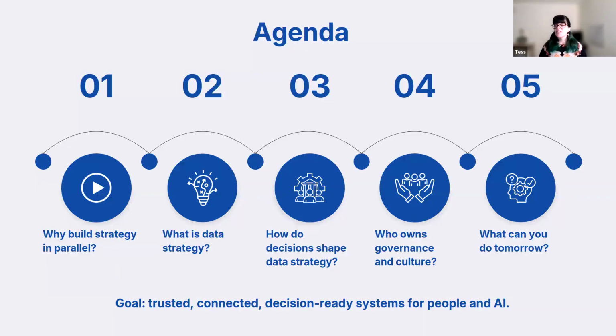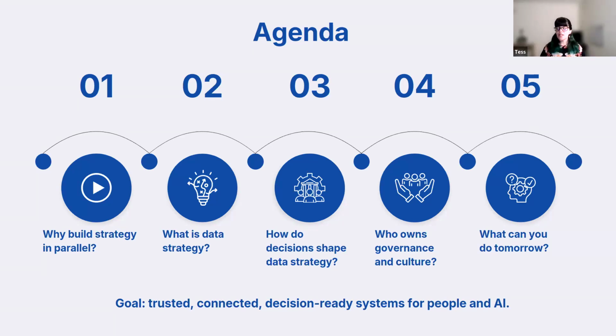So the webinar is in 5 parts today. We have why build a data strategy in parallel, which we've talked a little bit about already. What is a data strategy? How do decisions shape data strategy? Who owns governance and culture? And this is one of my favorite topics to talk about because I think without culture, we cannot implement any of our strategies. So it becomes vitally important. And then we'll end the webinar talking about what can you do today, tomorrow, in the future to start implementing any of these ideas that you find in the webinar.